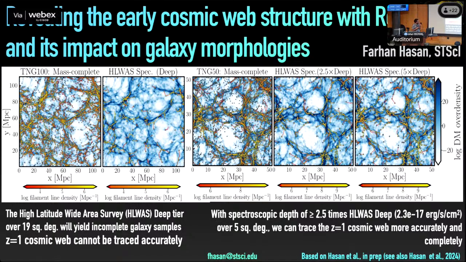What we found is that even with the deepest grism spectroscopy that's planned on the High Latitude Wide Area Survey, which would give you spectroscopic redshifts, you would get a biased sample of tracers, so you wouldn't be able to reconstruct the cosmic web faithfully and accurately. You'd actually need a survey that's at least 2.5 times deeper in order to accurately identify the redshift 1 cosmic web.